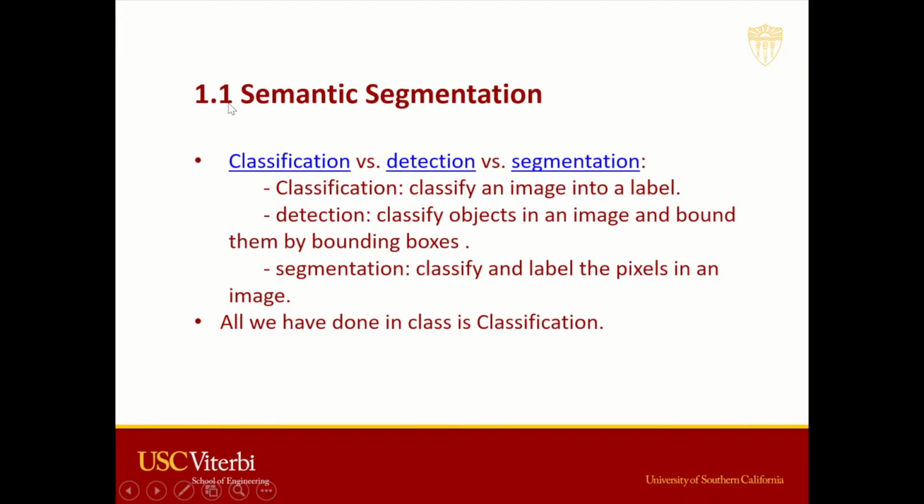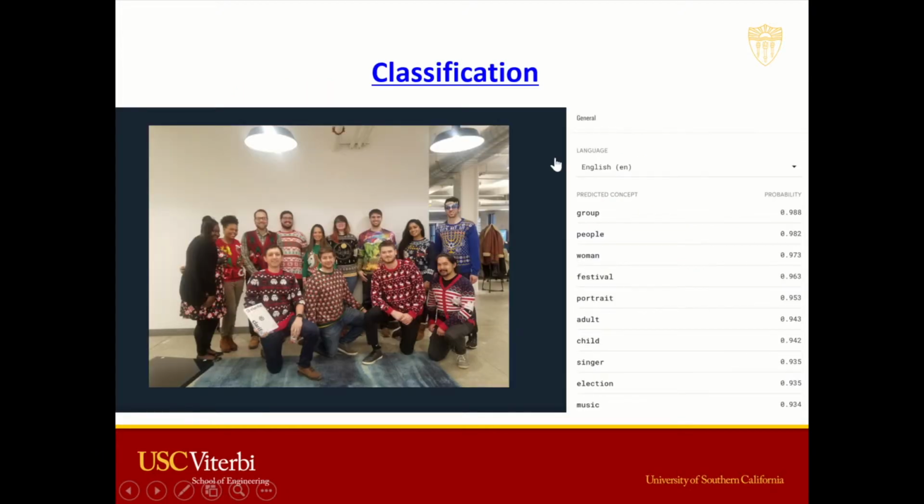The first part is segmentation. We all know that we can classify an image into a label. This is classification. And we can classify objects in an image and bound them by bounding boxes. This is detection. And we can classify and label the pixels in an image. This is segmentation.